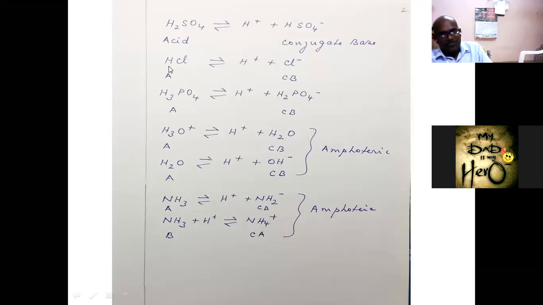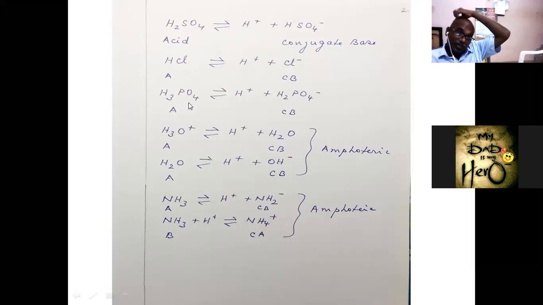Similarly here, look at HCl. HCl is a proton donor. Cl minus is a proton acceptor when you look at the reverse reaction. So if you look at the reverse reaction, Cl minus accepts a proton and it becomes HCl. So Cl minus is a conjugate base.